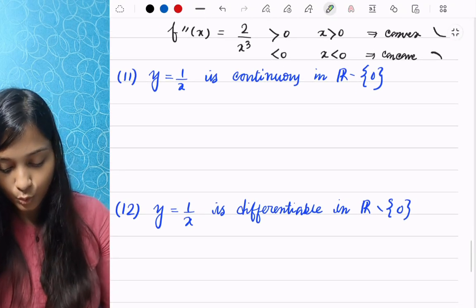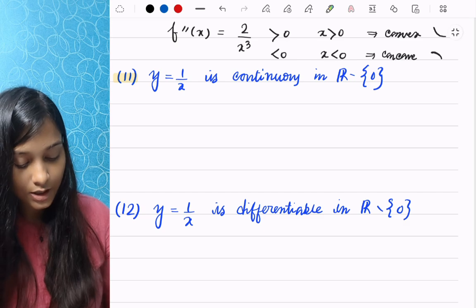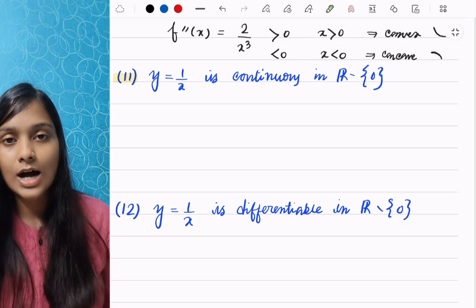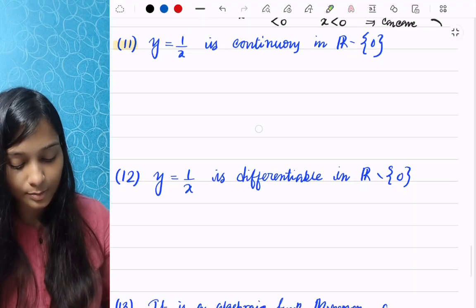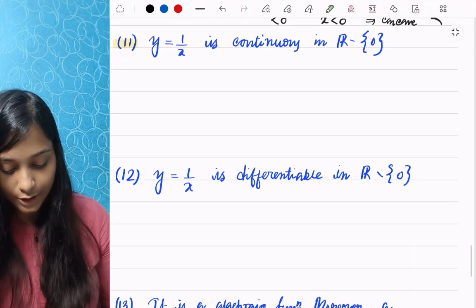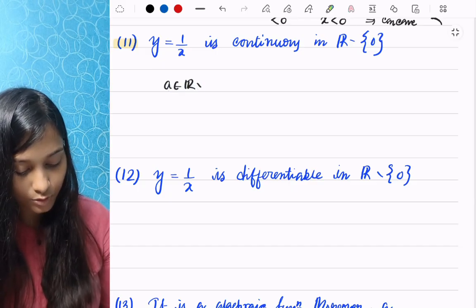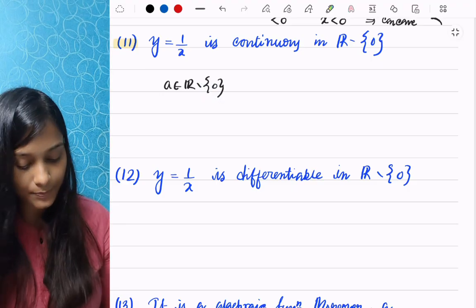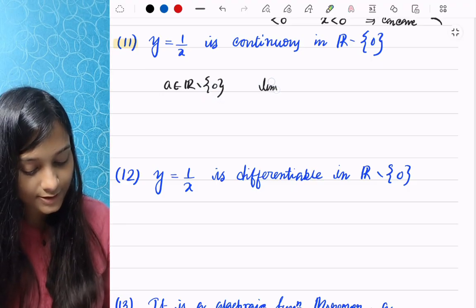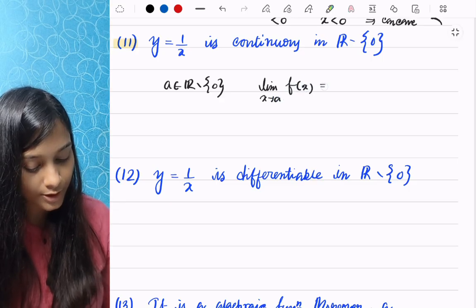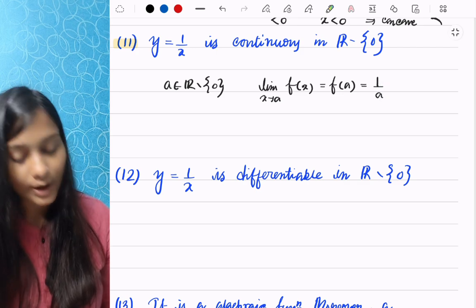Okay, so for the next property, y equals 1 by x is continuous in R minus 0. So obviously R minus 0 is the domain we are considering here, so 1 by x is continuous. So for continuity, suppose a is any value other than 0, we need to check whether limit x tends to a f(x) equals f(a) or not, and the value of f(a) is 1 by a.